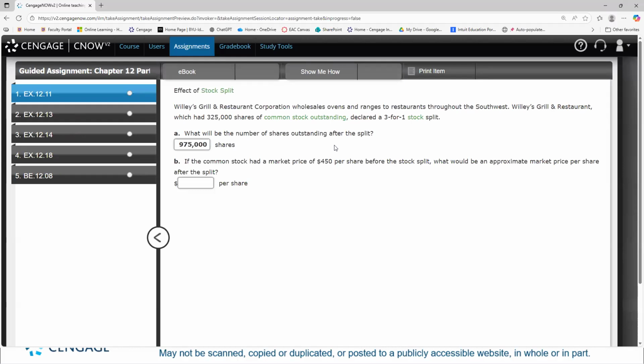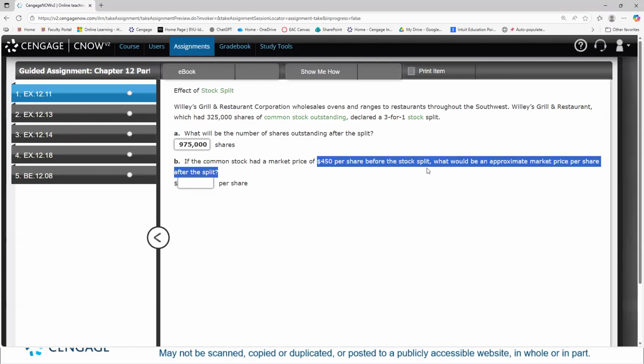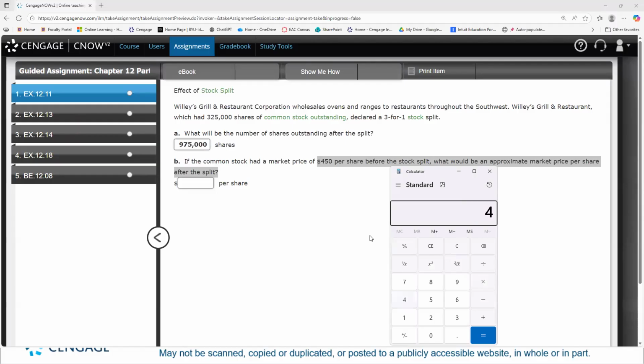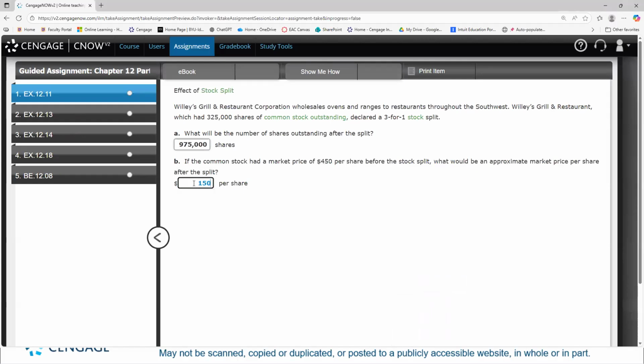So it has the effect of increasing the number of shares, but it also reduces the price of the stock. So Willie's had a market price of $450 per share before the stock split. So the approximate price per share after would just be to take the market price before the split and divide it. So if it was a 3-for-1 split, we'll divide by 3. So now it's $150 per share.